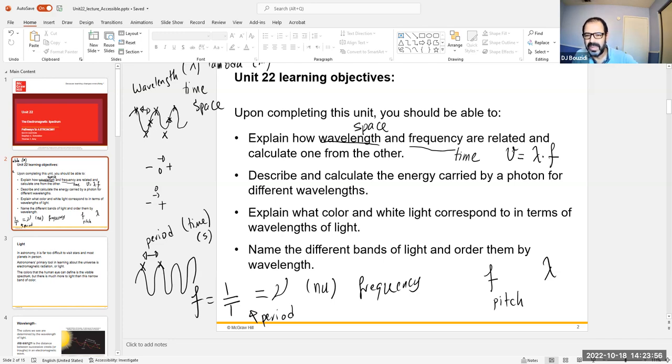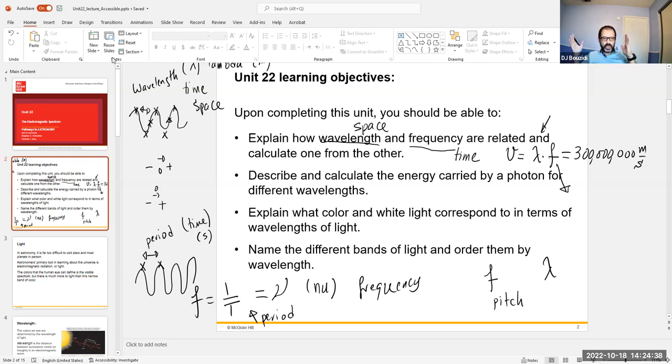So that is the relationship between the two, because the light goes with the same speed regardless of what color it is. It's always going with 300,000 kilometers, or 300 million meters per second. So this is a fixed number. That means if the wavelength is long, the frequency is low. So that you can multiply the two, you still have to have 300 million meters per second, no matter which way you do it.